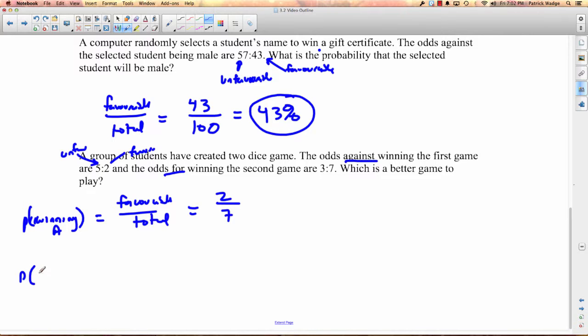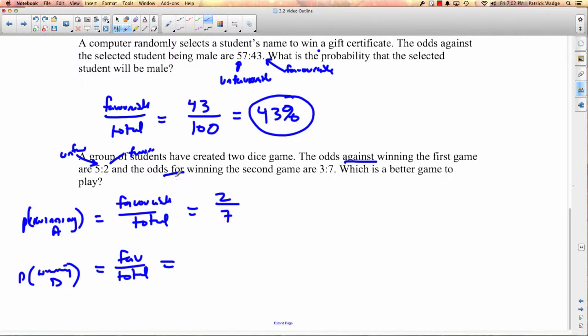Now, if we want to know the probability of winning game B, again, you're going to do favorable divided by total. So let's see the odds they tell us this time. Okay, this one says odds for winning the second game. So if it's odds for, then that means the first number is favorable and the second number is unfavorable. And what we want to do is put favorable, which is 3, over total, and the total would be 10. So here are your 2 probabilities of winning. One probability is 2/7, the other one's 3/10.